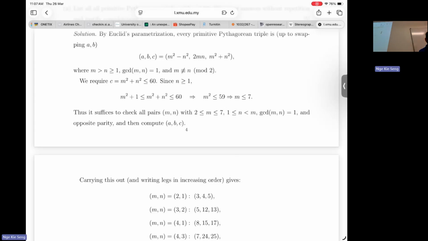Let's see again. So they use this lower bound of n to check what? To check the possibilities of m you can get. It turns out that you can reduce the possibility of m up to 7. Then you just need to check up to 7. Is everyone okay with this bound here?